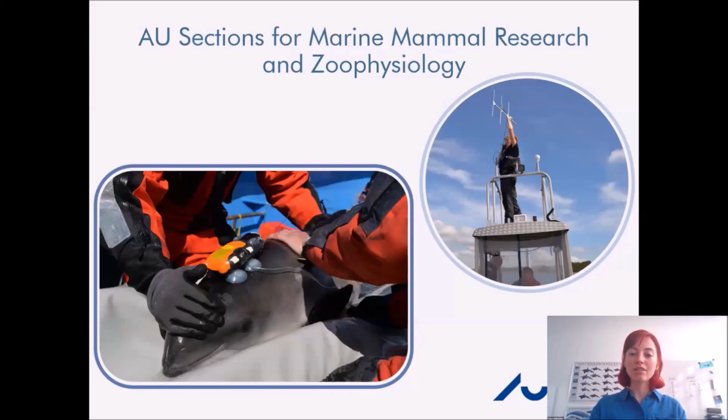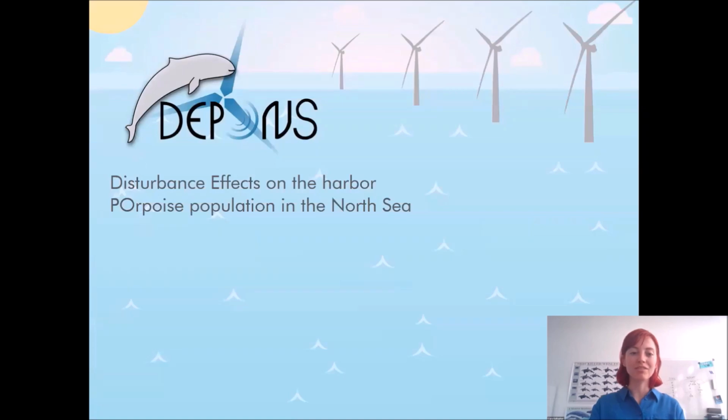All right, and so at Aarhus University, there are 2 groups that are doing a lot of very cool porpoise research, looking at the behavior, physiology, all sorts of stuff with porpoises. And there's also an agent-based model that was developed there. And this is called the DPONS model. And this is the project that I came into for my PhD.